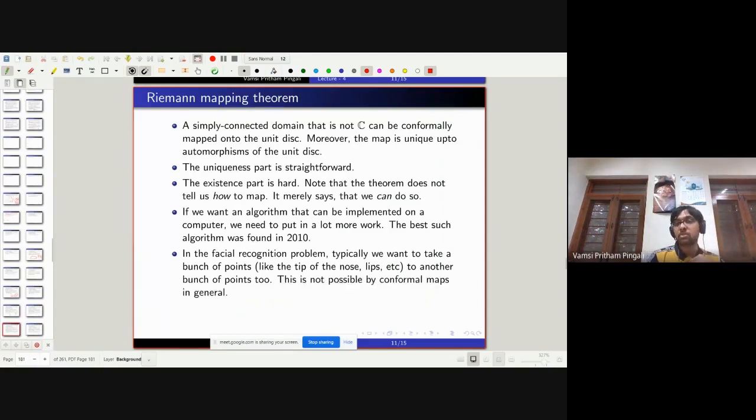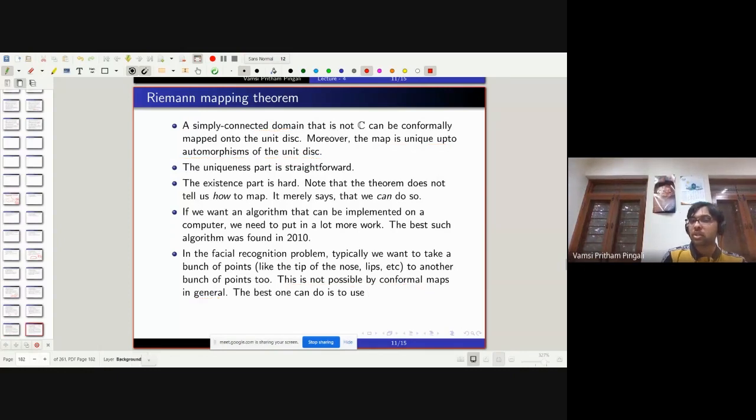This is not possible by conformal maps in general. The reason is, remember that the Riemann map is not unique. There is some freedom, but the freedom is very restrictive. There are only 3 free parameters at your disposal. If you fix 2 points, Schwarz's lemma says that that map is determined. So in other words, this is not possible by conformal maps in general.